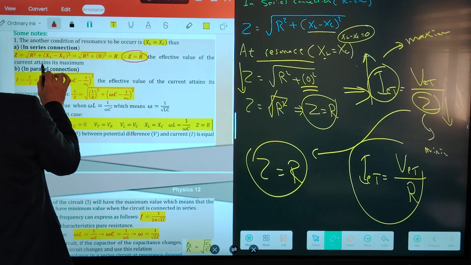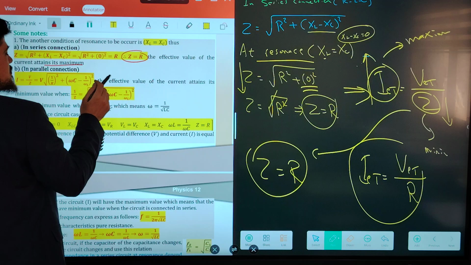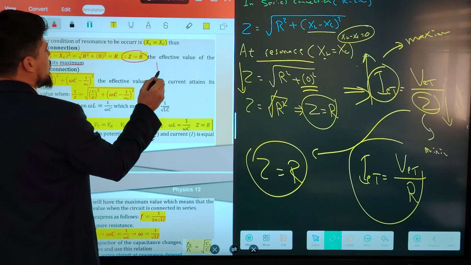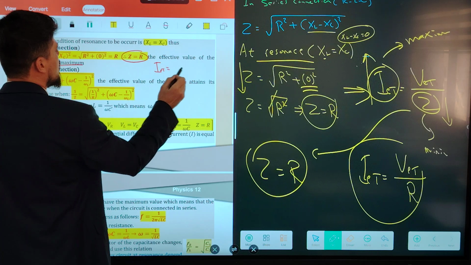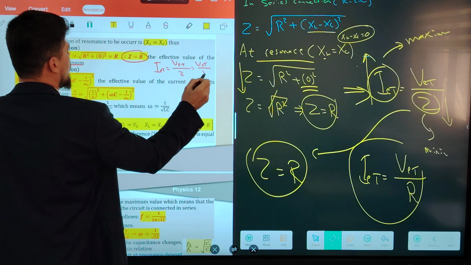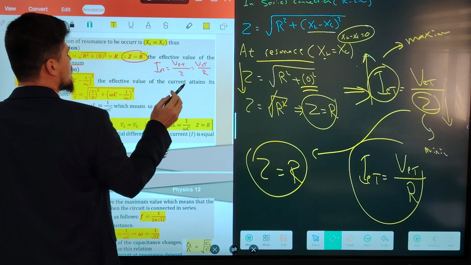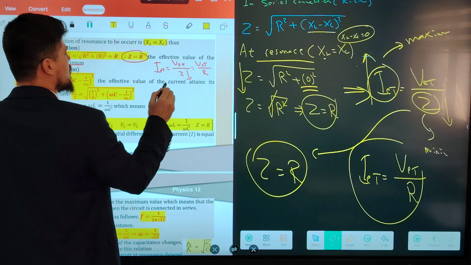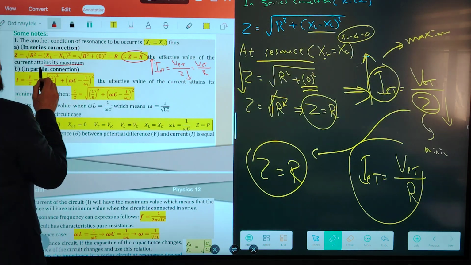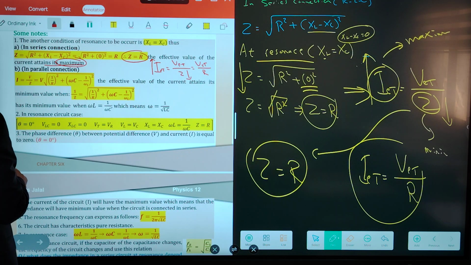The effective value of the current attained is maximum, while total impedance attained is minimum. Okay? So you can write down here IE total, VE total over Z, or VE total over R is the same thing. At resonance in RLC series connection, what happened to the Z? The value of Z decreases, but current increases. The effective value of the current reaches maximum, while total impedance reaches minimum.